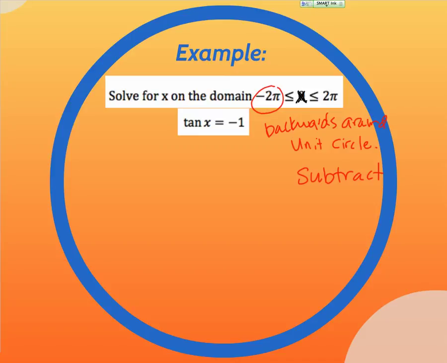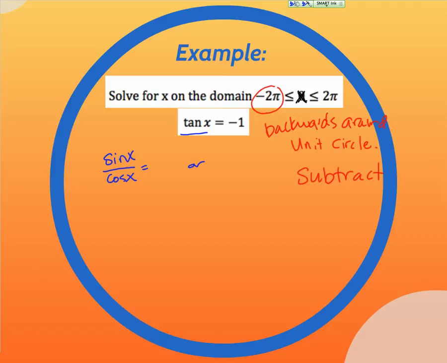Now, the other complicated part is that tangent's not directly on my unit circle. So I'm really looking for when sine divided by cosine equals negative 1. So how would I get a negative 1? Looking at my unit circle, doing sine divided by cosine. Very good. One would have to be negative, one would have to be positive. So that's looking at quadrants 2 and 4. And it would have to be the same number.